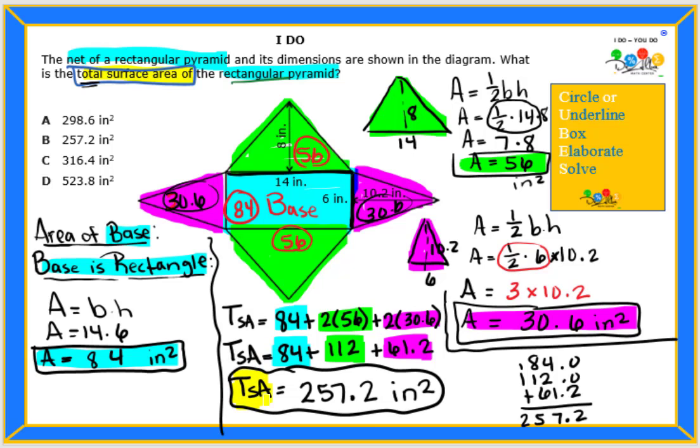So we have the total surface area is 257.2. What is the total surface area of the rectangular pyramid? The total surface area of this rectangular pyramid is 257.2. We found our answer by finding the area of each shape, including the base, and 2 opposite pairs of triangular faces. So the total surface area is B, 257.2 squared inches.